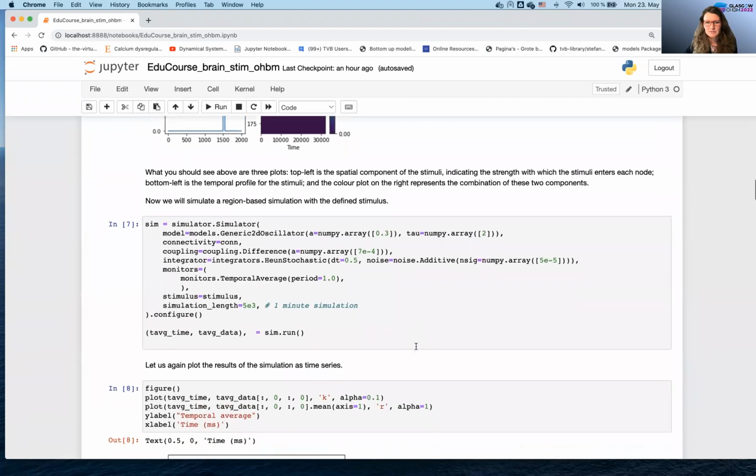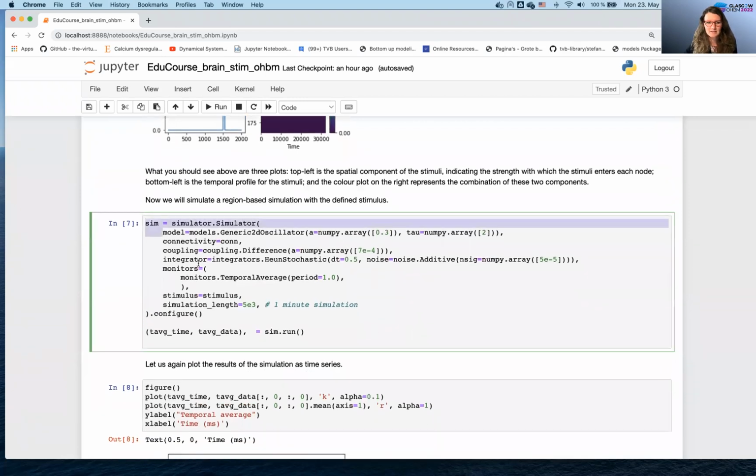So now we will set up the simulation. And actually these lines are all it takes to set up a simulation in the virtual brain. So you can choose a model, a neural mass model, which is here the generic 2D oscillator. You can give it some parameters if you don't like the default ones. You have to give it some connectivity. You give a coupling. That's actually the G, or global coupling, that we talked about earlier. You need an integrator. That's just a function telling you how the differential equation will be integrated.